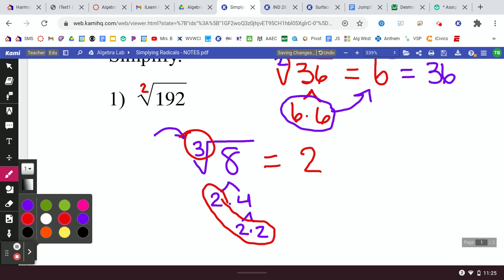Okay, and I'm kind of jumping ahead of myself, but I just want you to see that it's not always going to be a 2 out on that V. Now, for what we do pretty much in Algebra Lab, we're pretty much just going to deal with square roots.